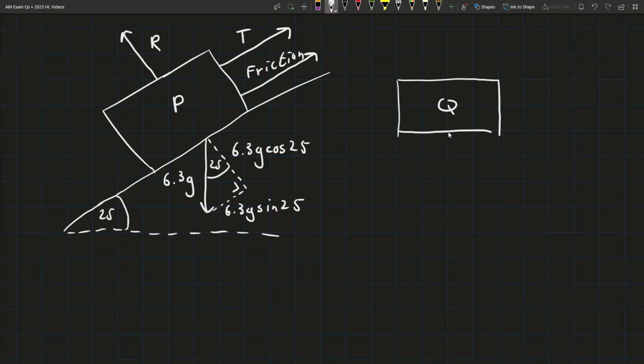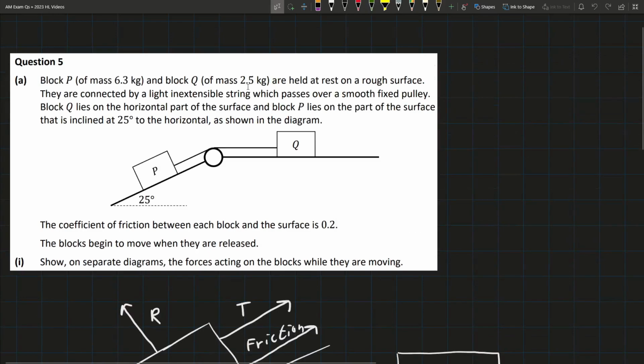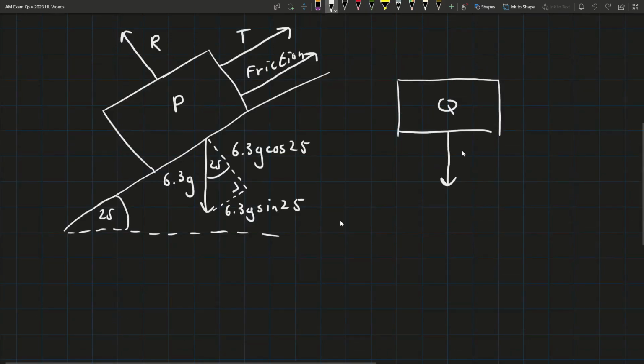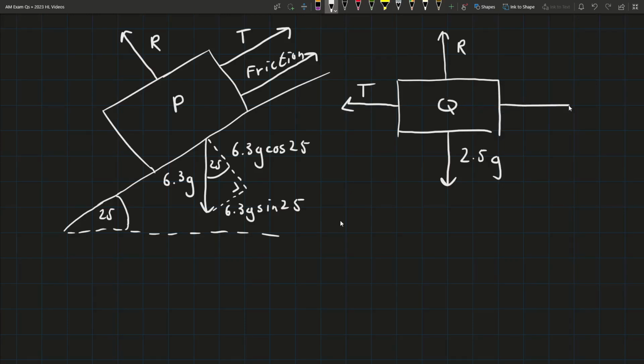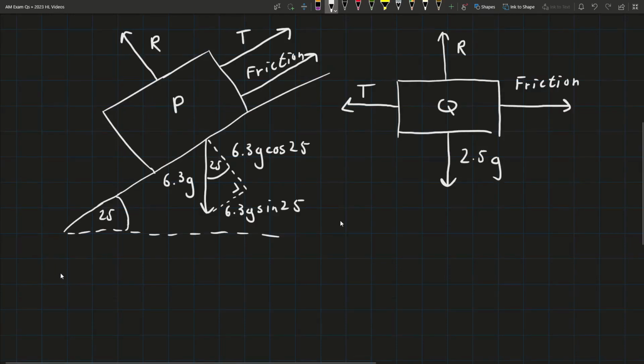Now, for block Q, there's also its weight, which is mg. And we know that m is 2.5 for block Q. So this force is 2.5g. There's going to be a reaction force upwards as well. And we're going to have the tension in the string pulling it this way. And since it's moving to the left, the friction is going to be going to the right. And in case it wasn't obvious for the other one, because it's sliding down the slope, the friction is acting up the slope.